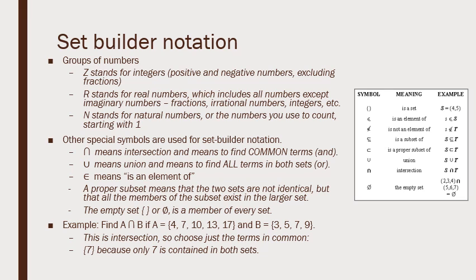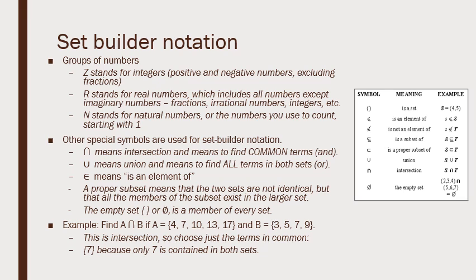N stands for natural numbers. I always remember this like if you're out in nature and you're picking things up off the ground, like maybe mushrooms, you start counting with 1. So this just has all whole numbers except it doesn't include 0. So these are also called counting numbers.